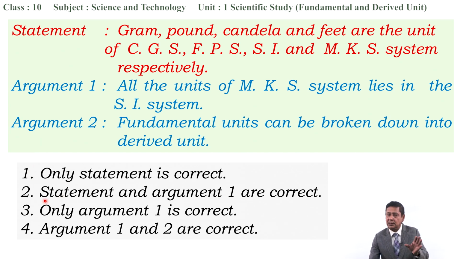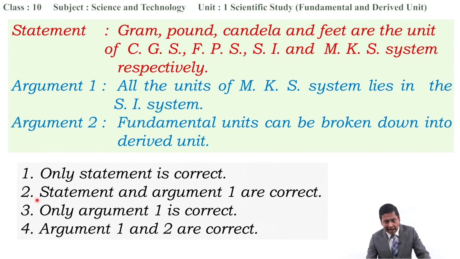Now let's talk about the second. Statement and argument 1 are correct. We don't have to see this because the statement is wrong. The second option is also incorrect. Now third, only argument 1 is correct. Is it? Let's see argument 1: all the units of MKS system lie in SI system. In MKS system, length is measured in meter, mass in kilogram and time in second. All these are present in SI system. Yes, this is a correct argument.